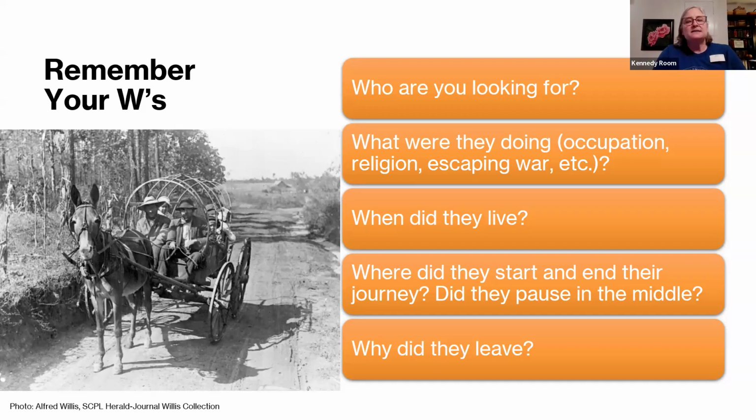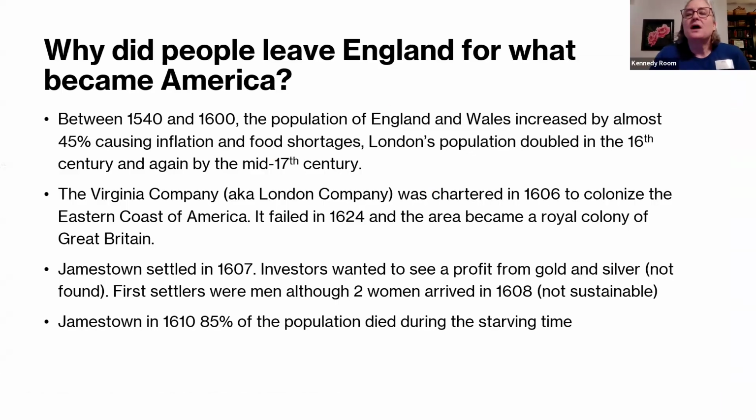So let's look at our second case study. Why did people leave England for what became America? Well, between 1540 and 1600, the population of England and Wales increased by almost 45%, causing inflation and shortages, and London's population doubled in the 16th century and again by the mid 17th century. So there was population growth just running rampant, and it was just too crowded.